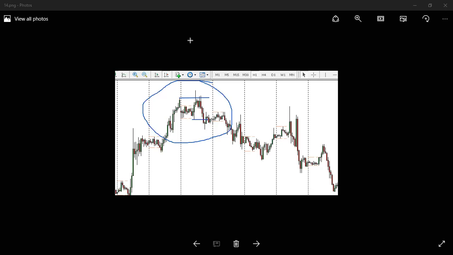1.2. Yeah, 1.2. Why? Because it's a wick. Because of the wick. That's 1.2.